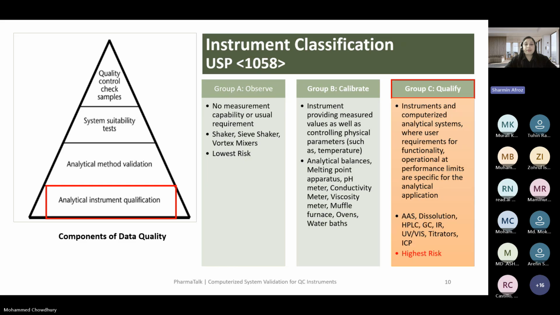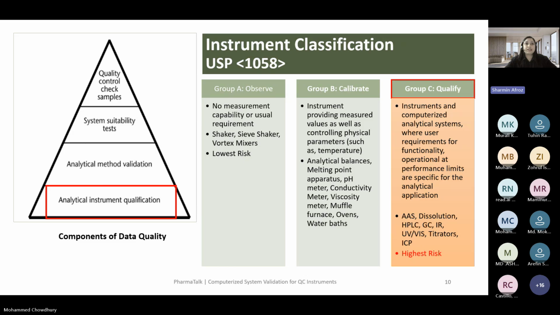Group B is moderate risk, and these instruments provide measured values as well as controlling physical parameters. Examples of this group are analytical balance, melting point apparatus, etc. This requires calibration to ensure accuracy.